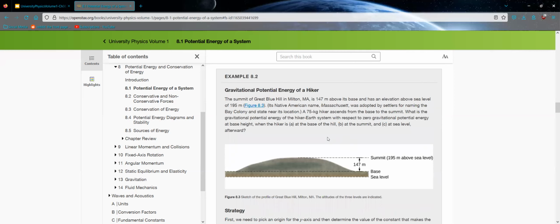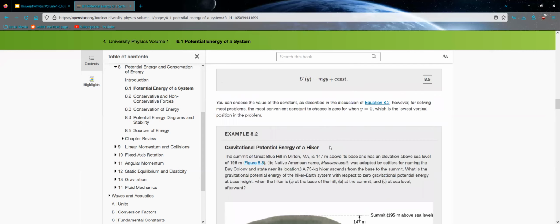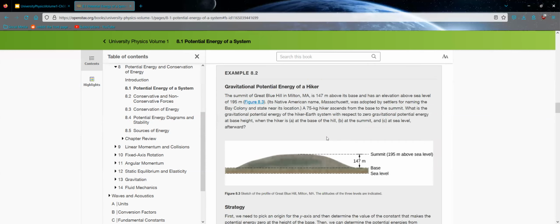So a 75-kilogram hiker ascends from the base to the summit. So starts at the base, goes to the summit. Given that sentence, what is the gravitational potential energy at the base of the hill? Well, we are setting this question up so that the base of the hill is where we're starting. So that's our y naught, right? So if our y naught is zeroed out, therefore y equals 0. mgy would therefore be 0.